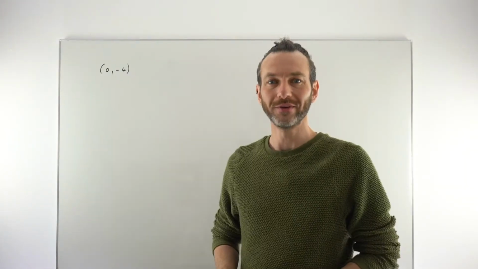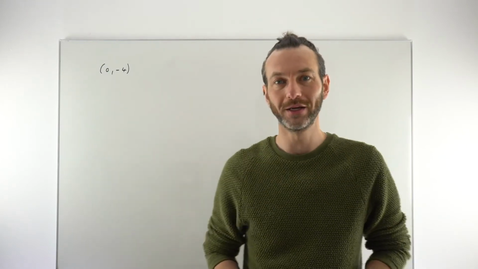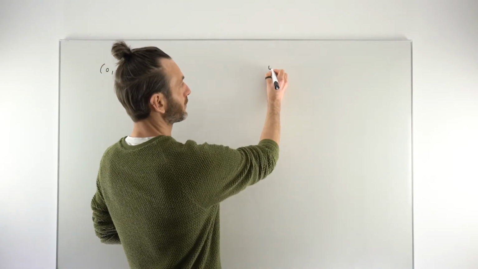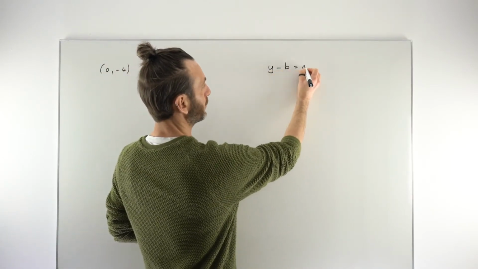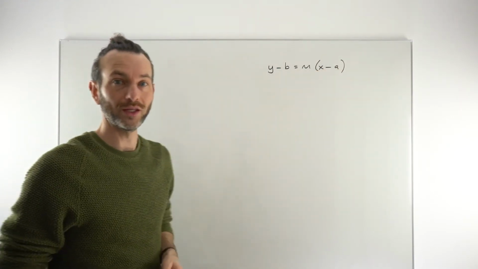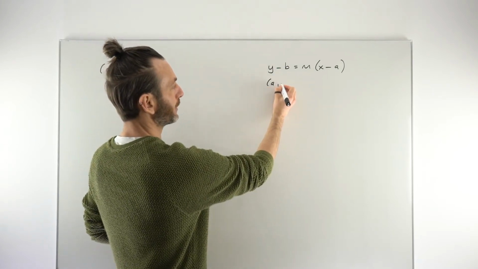In this question, we're asked to find the equation of the line that passes through the point (0, -4) and is perpendicular to the line L. Because we're trying to find the equation of a straight line, we're going to use the formula y - b = m(x - a). To use this formula, we really just need an m value and a point (a, b). So that's what we're trying to track down to be able to answer this question.